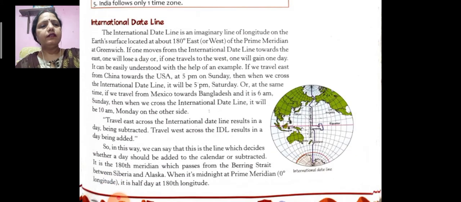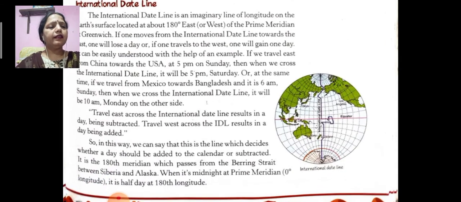So now here you can see the picture of the international date line. So when it's midnight at the prime meridian, 0 degree longitude, it is midday at the 180th longitude.